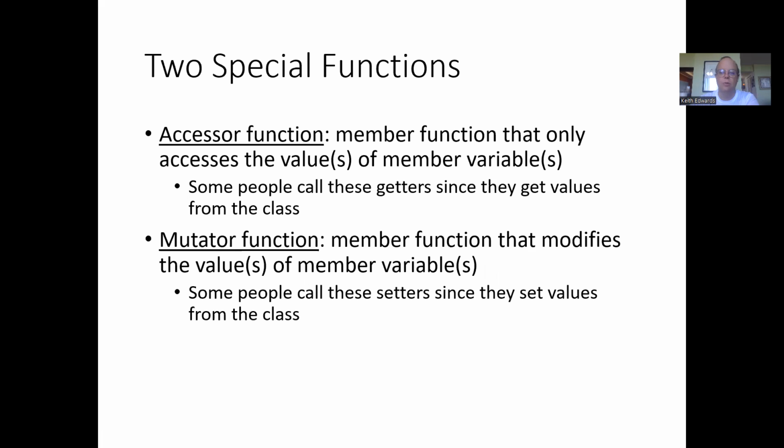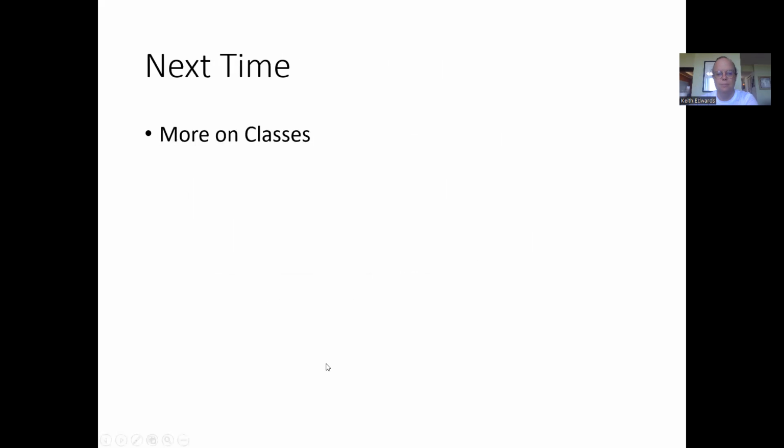Two special functions. We saw this last time with the patient class a little bit. Accessor functions access the values of the member variables. Basically, they're called getters. They get the values from the class. And mutator functions are member functions that modify the values of the member variables. So again, we go through the class's interface to make changes to the class. Some people call these setters since they set values for the class.